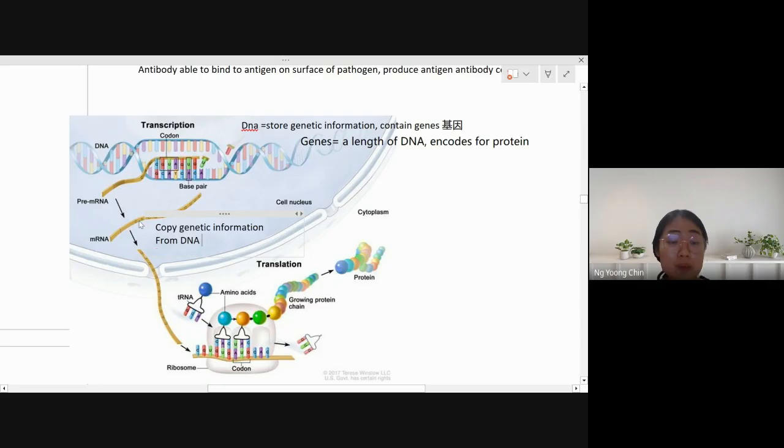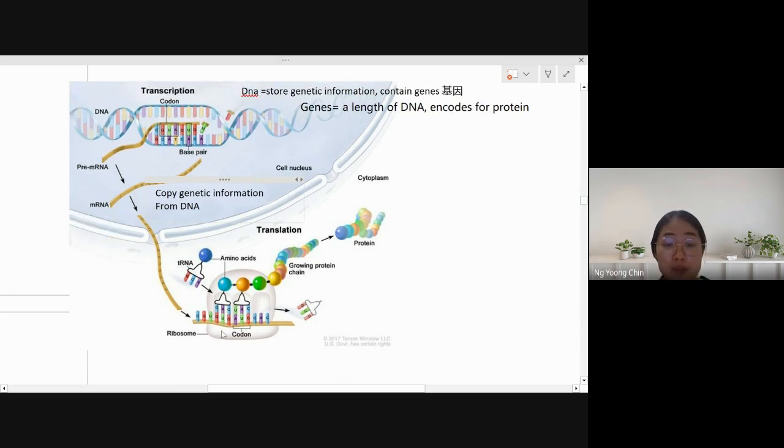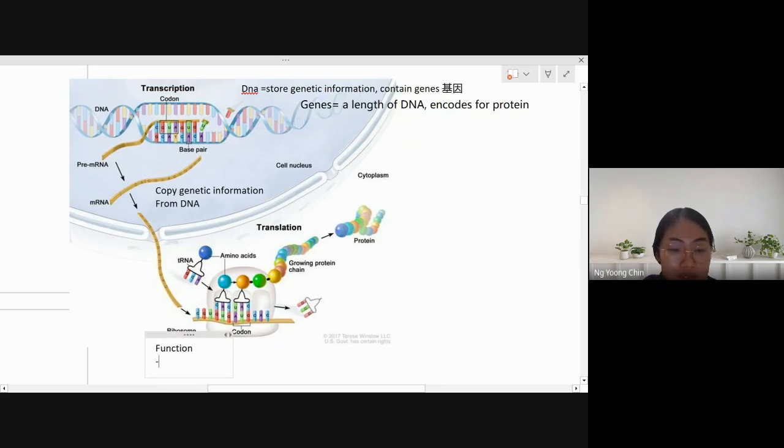After they copy the genetic information from the DNA, they already contain the nucleotide base sequence for the mRNA. So they will bring this information out from the nucleus into the cytoplasm. In the cytoplasm, mRNA will bind to the ribosome. Why? Because, do you know what is the function of ribosome? What will they help to do?